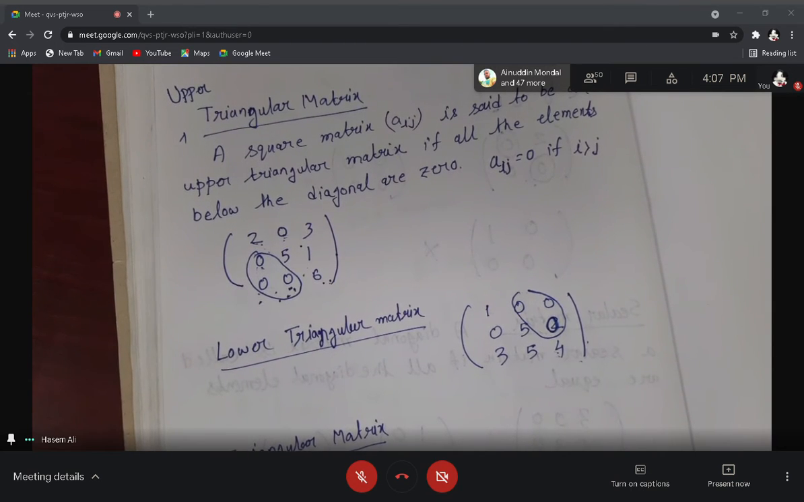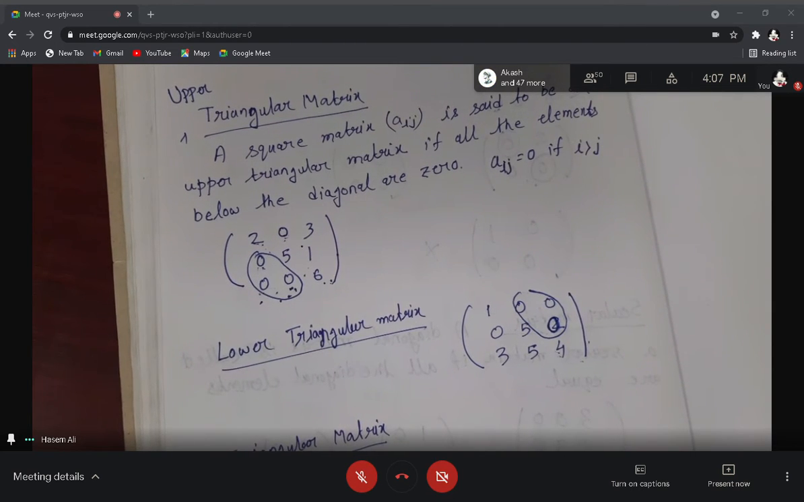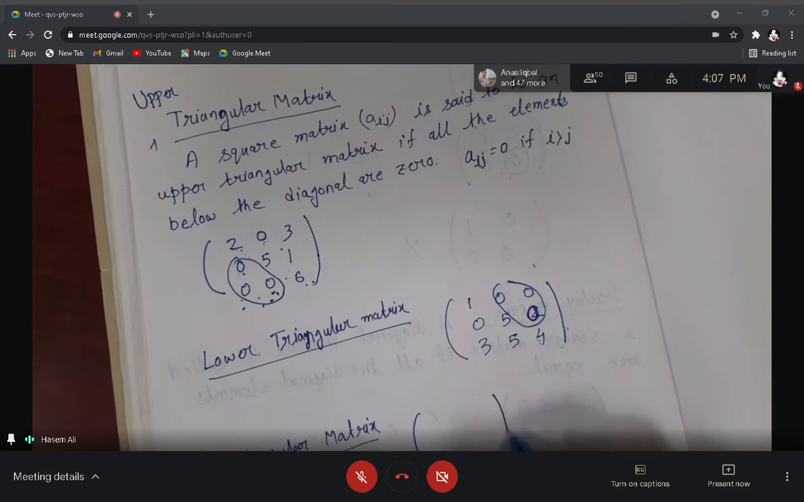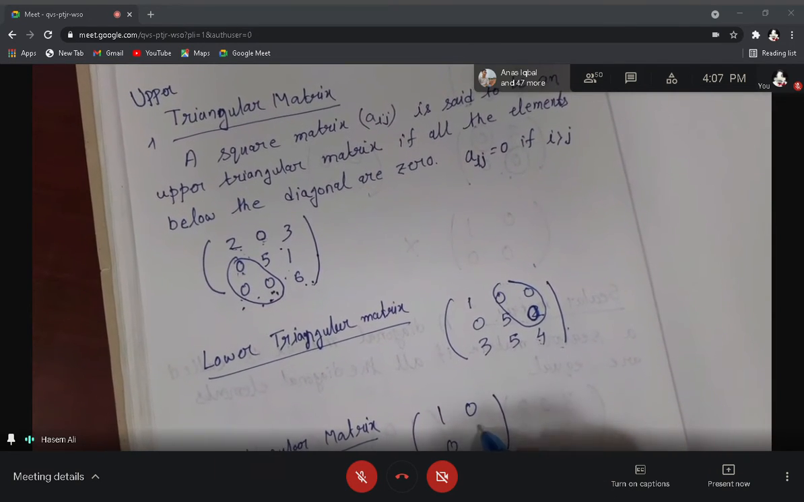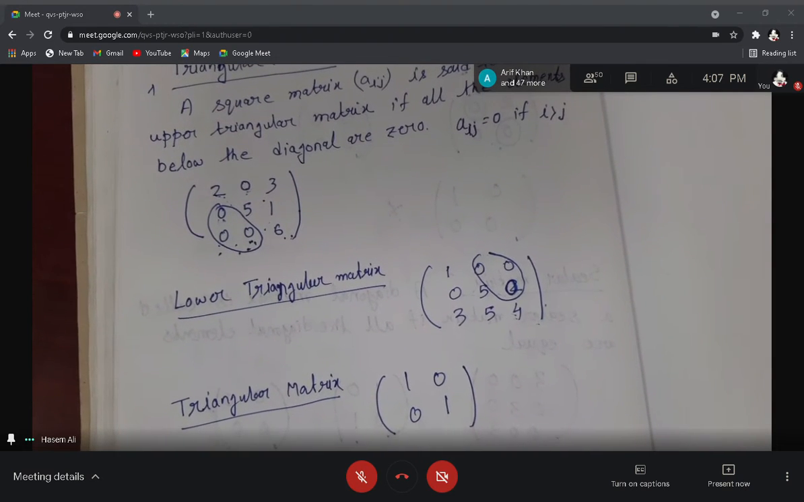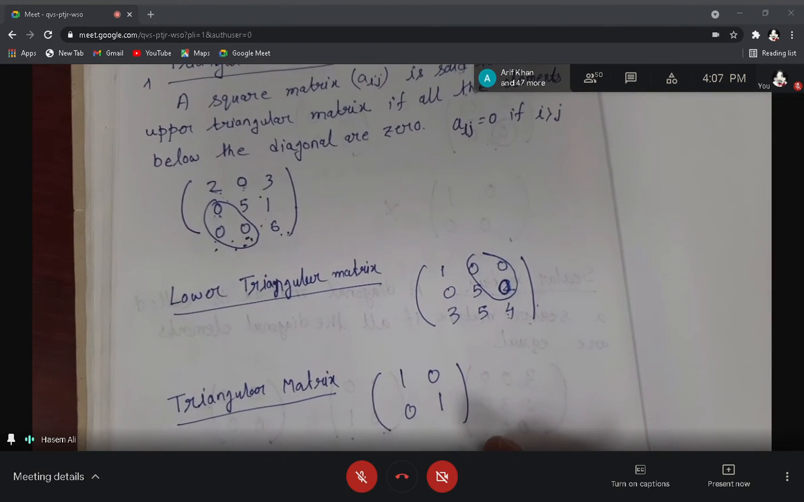Please try to speak in English or Hindi. Also, is this a triangular matrix? 1 0 0 1. Is this a triangular matrix? Yes, this is both upper triangular and lower triangular.